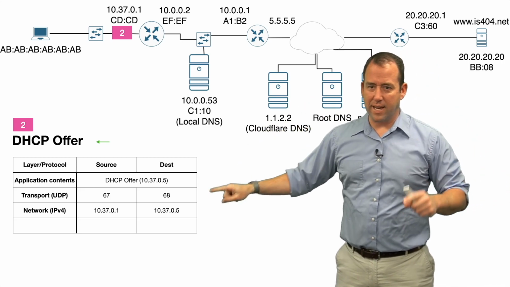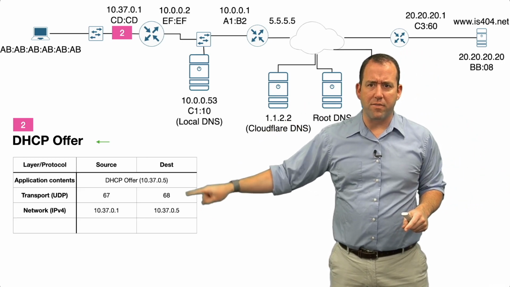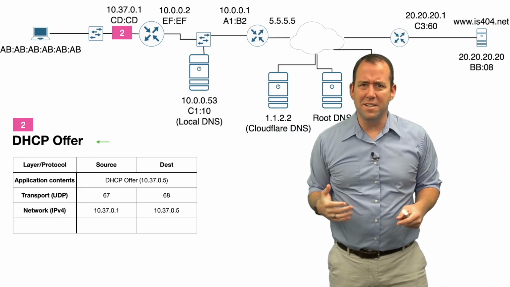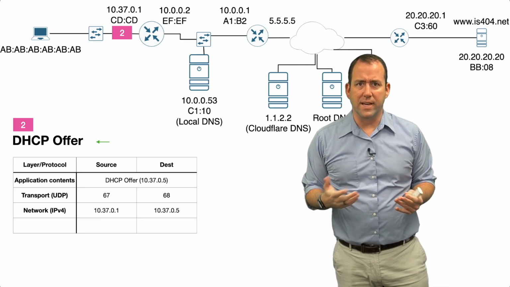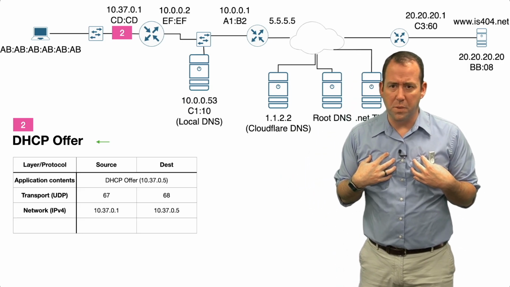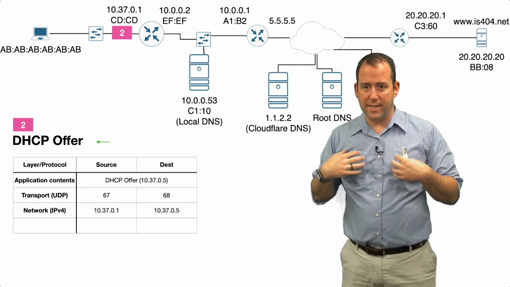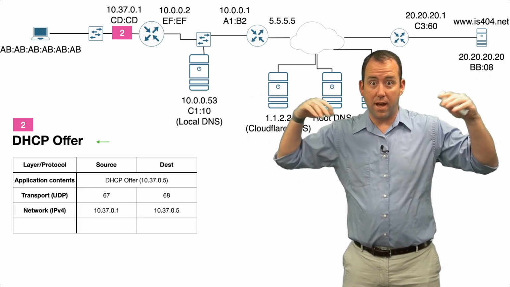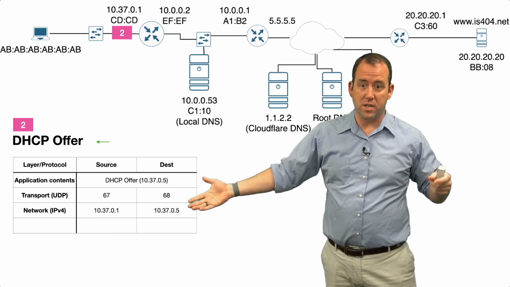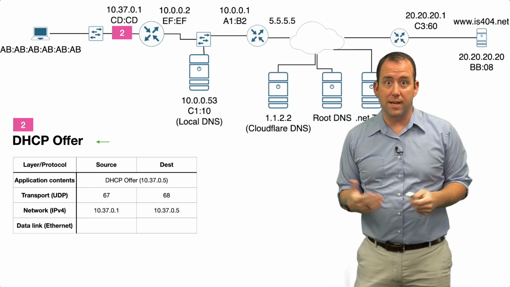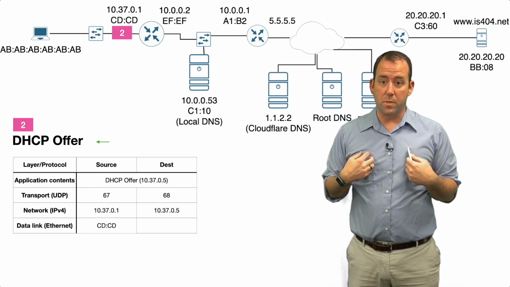But wait a second, you might say, look, 10.37.0.5. My computer up there doesn't know that it's 10.37.0.5. So how am I, poor little computer me, supposed to respond and say, this is me? How am I supposed to know that this message is meant for me? Well, we're going to use the data link layer to know that. And that's how this message comes to me.